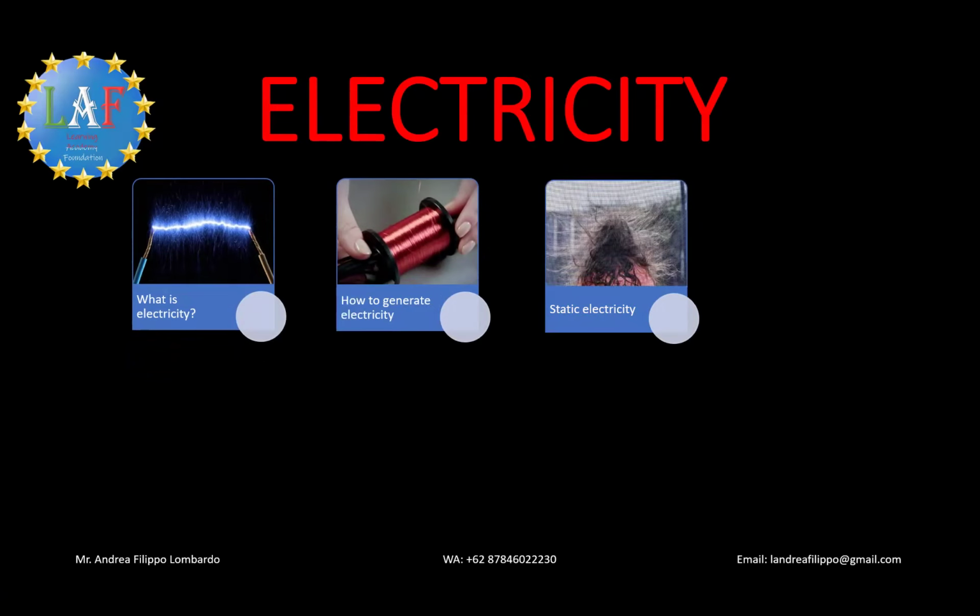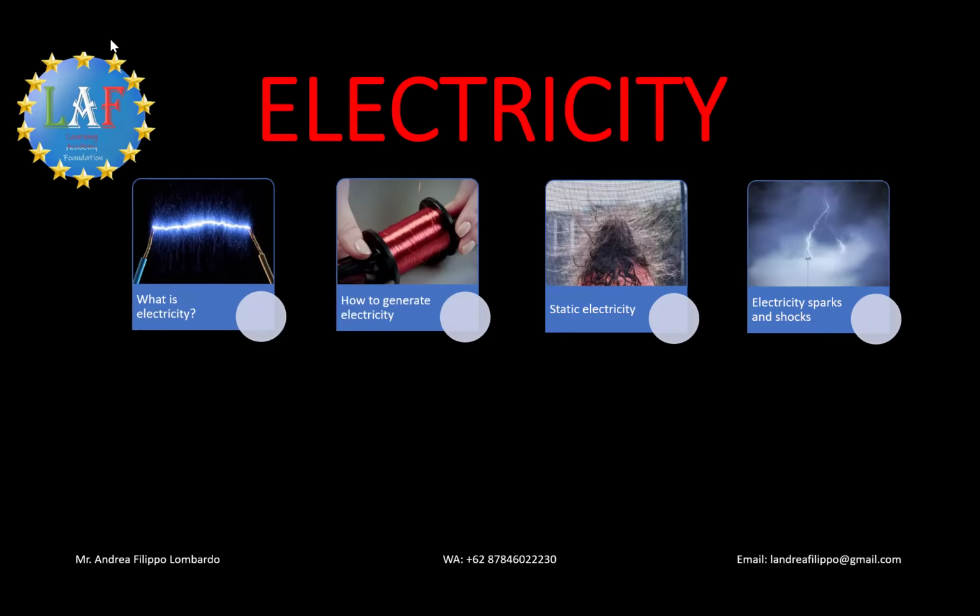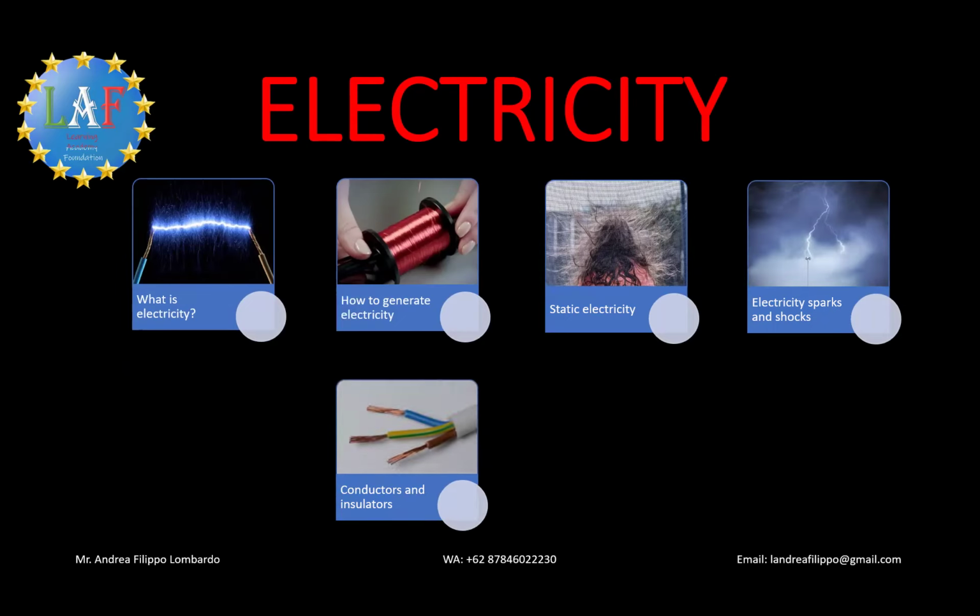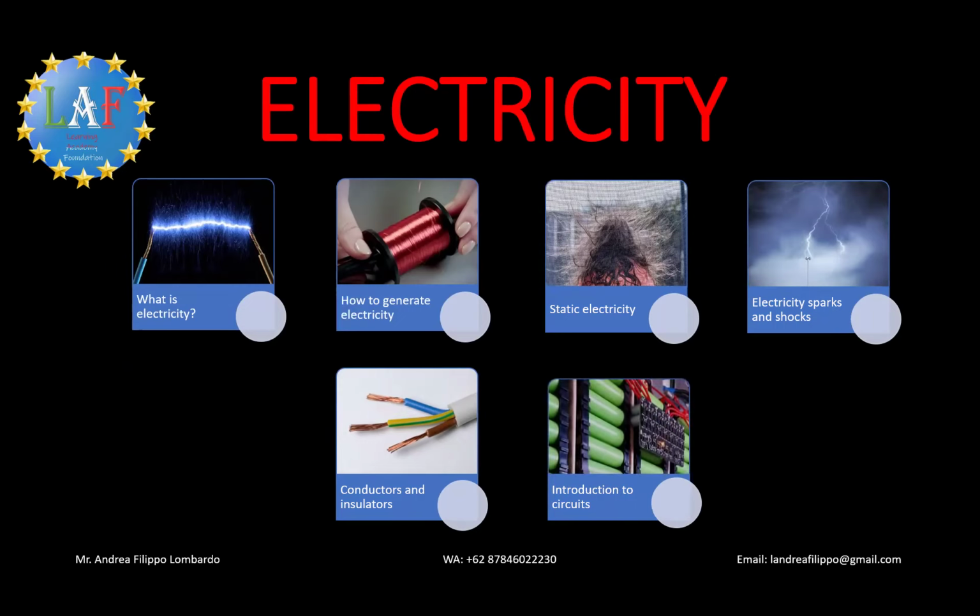They will see that objects can become positively charged or negatively charged, so this is called static electricity. And also that when charged objects discharge suddenly, an electrostatic spark is formed. The students will see that electrical current flows easily through a conductor but does not flow through an insulator, and also that circuit diagrams use symbols to show how electrical components are connected in a circuit.